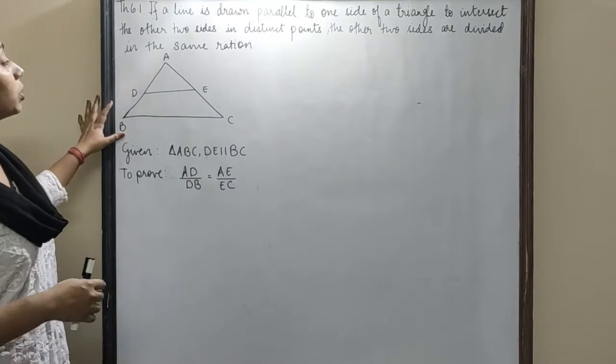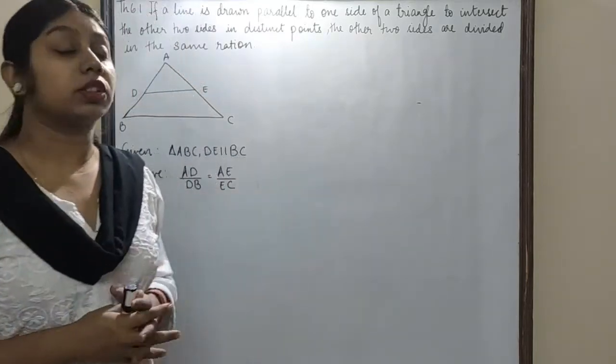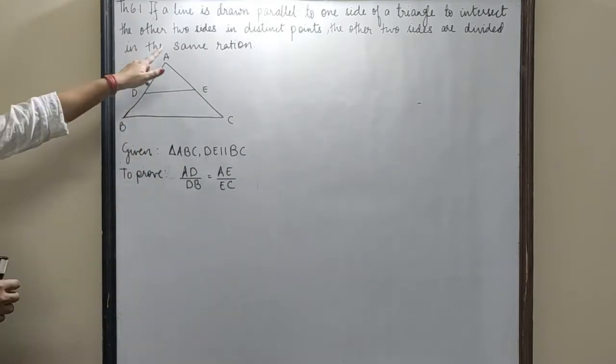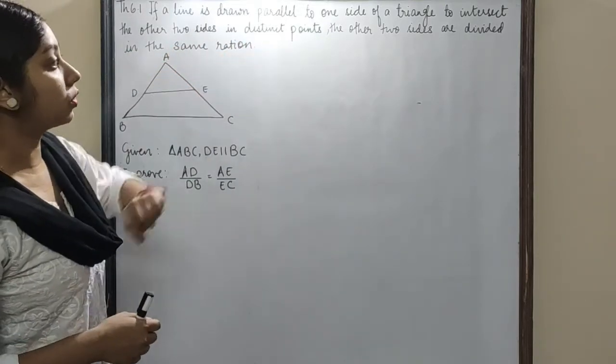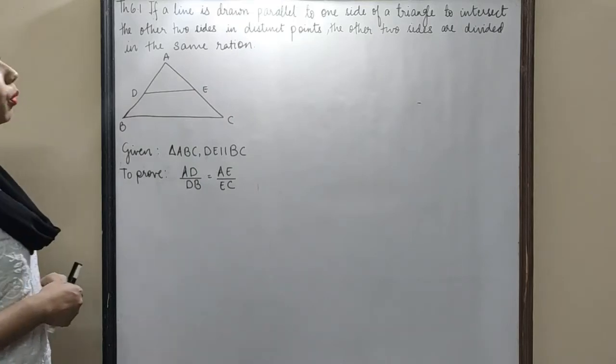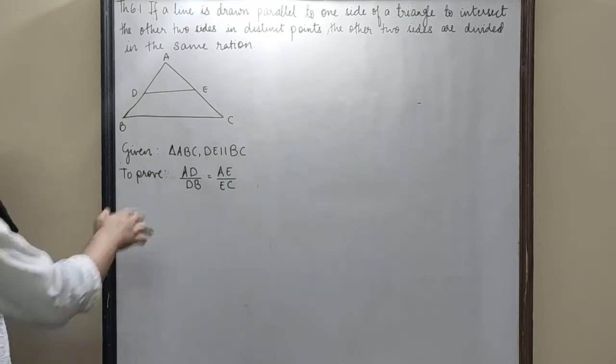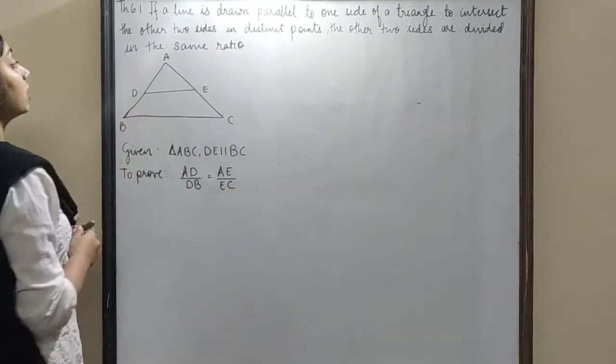The first theorem is known as the basic proportionality theorem or the Thales theorem. The theorem says if a line is drawn parallel to one side of a triangle to intersect the other two sides in distinct points, the other two sides are divided in the same ratio. The other two sides are divided in the same ratio.